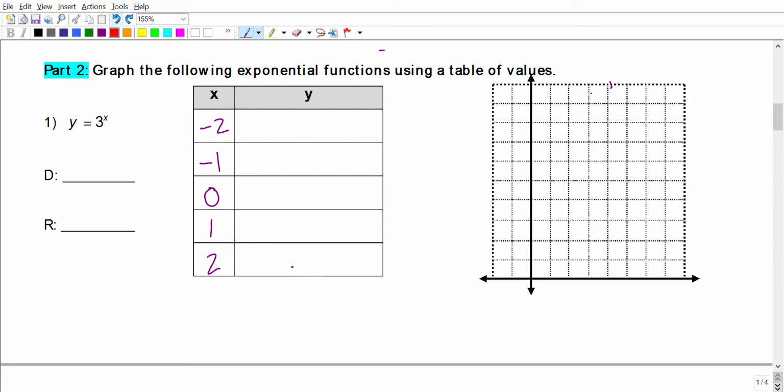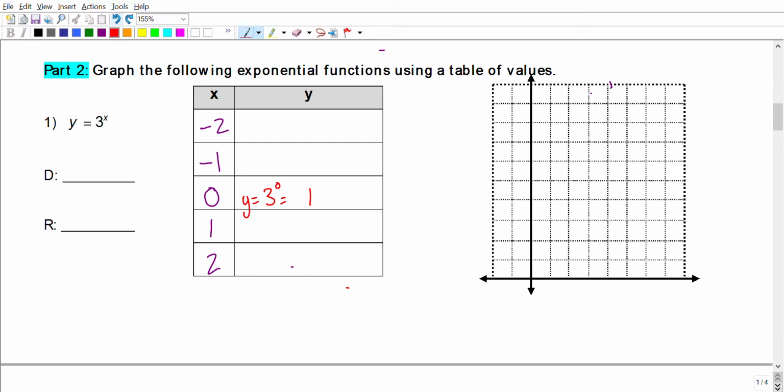All right. So let's see. I'm going to start off with the easy one. Okay. So y equals 3 to the x, but our x is now 0. Well, what is that? 3 to the 0? What's anything to the 0? That's 1. Okay, so that is 1.